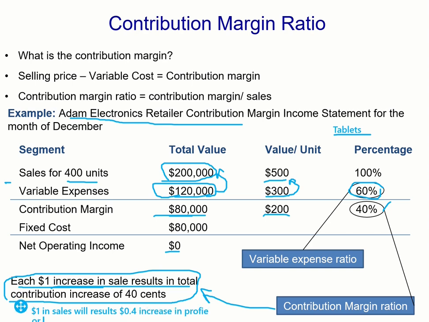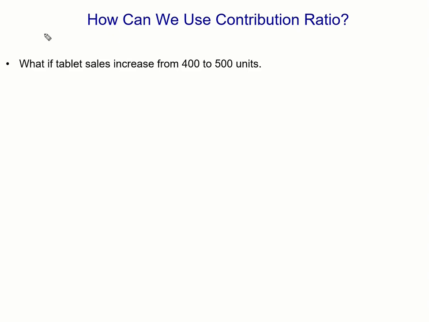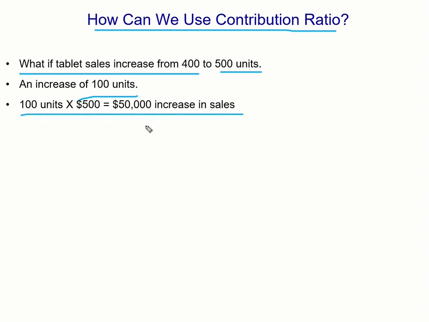If we sell $100, we can add $40, and so on and so forth. Now, how can we use this information to make a prediction, to do what-if analysis? We can use it to predict what our profit would be if things change. What if tablet sales increase from 400 to 500? Remember, in the original example, we sold 400 tablets. So it's an increase of 100 tablets. We sell each tablet for $500, so that's an increase in sales of $50,000.